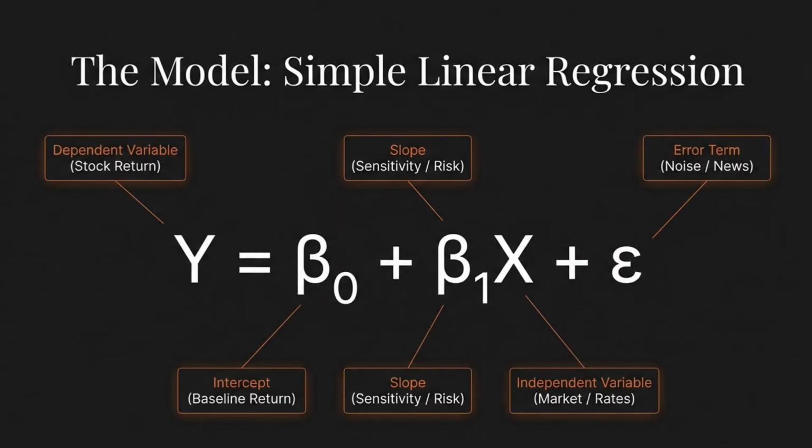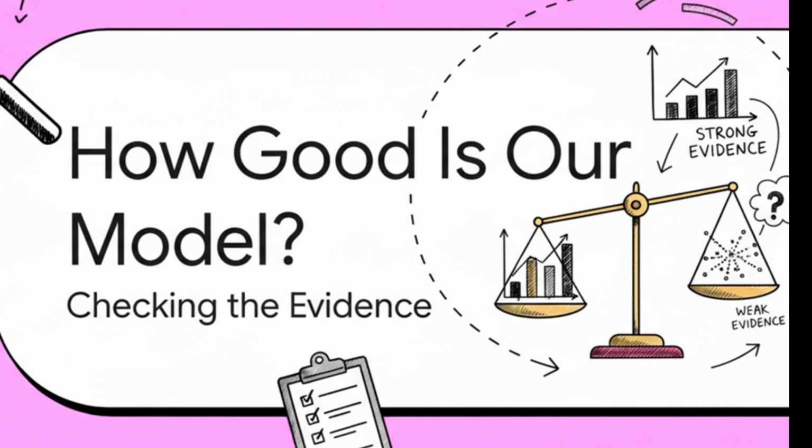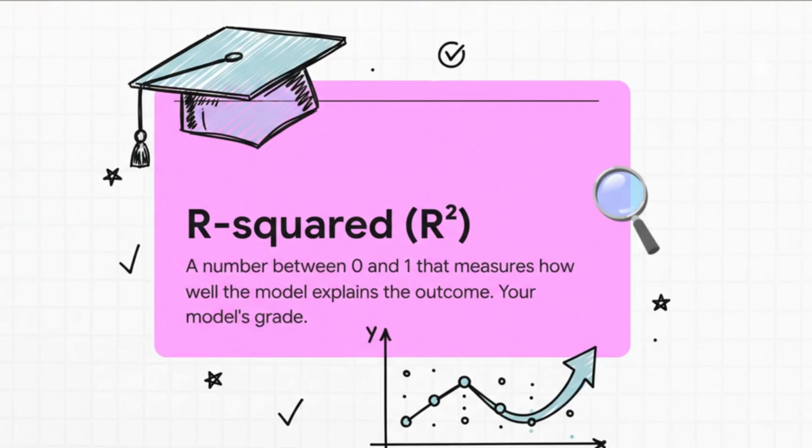Okay, so we have built our model. We have got this amazing specific answer, but are we done? No, we have to double check the evidence. How much faith can we actually put in our model? Is this a strong explanation or is it kind of flimsy? To answer that, we use a metric called R squared.